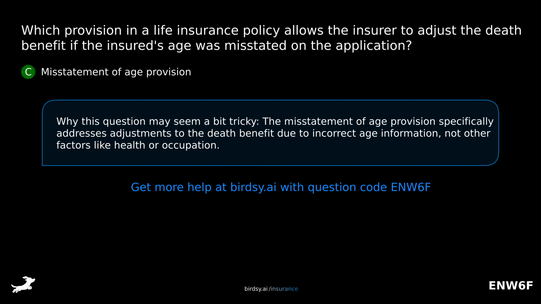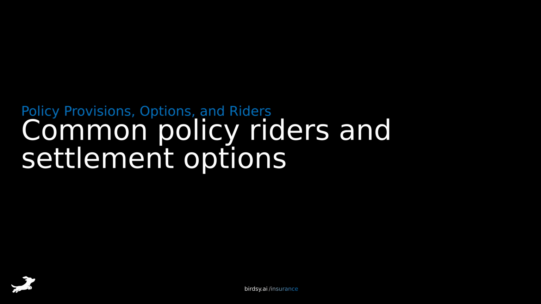Why this question may seem a bit tricky. The misstatement of age provision specifically addresses adjustments to the death benefit due to incorrect age information, not other factors like health or occupation. Common policy riders and settlement options.